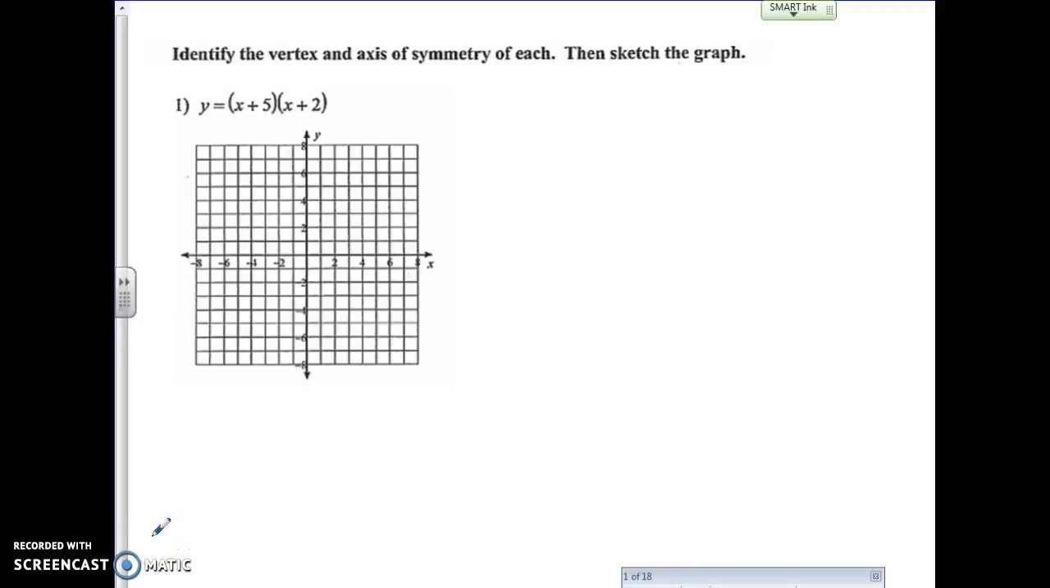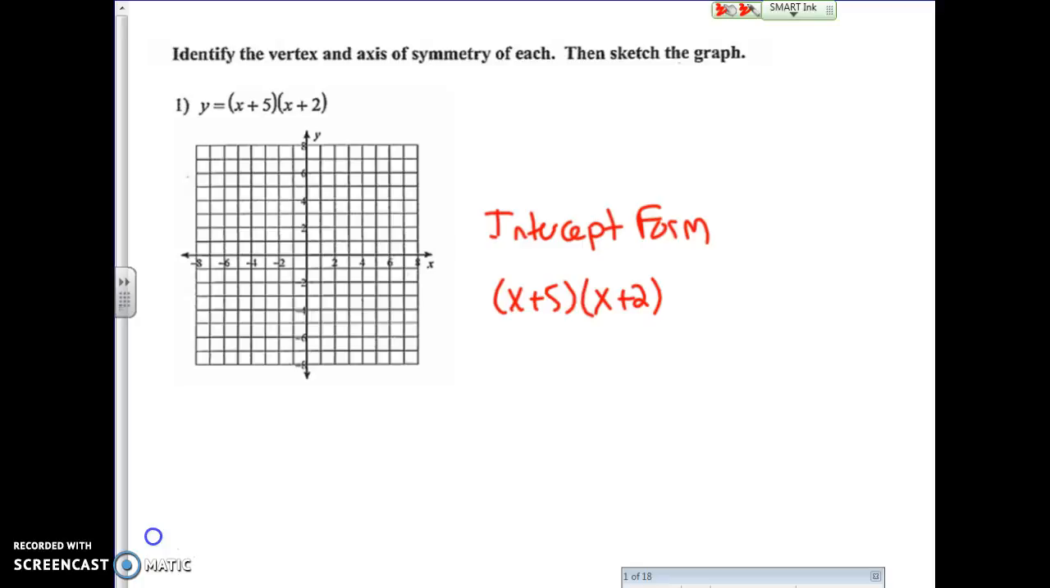Okay, so we are looking at the next set. We're looking at the idea of first finding, graphing something that's in intercept form. So these four graphs are all in intercept form. So what that means is that I can find the intercepts here. So I got x plus 5, x plus 2. So I can find the intercepts of this graph.